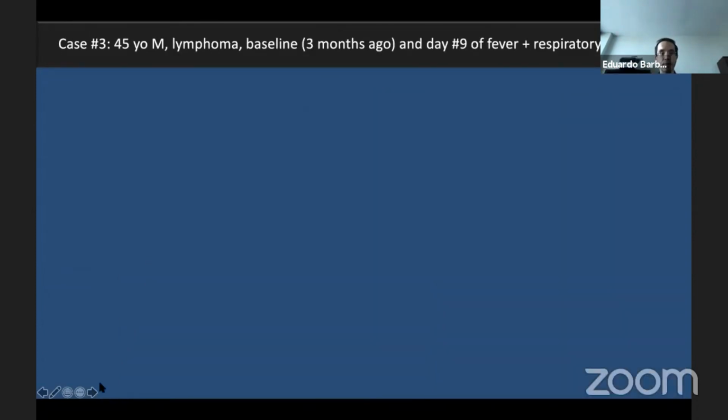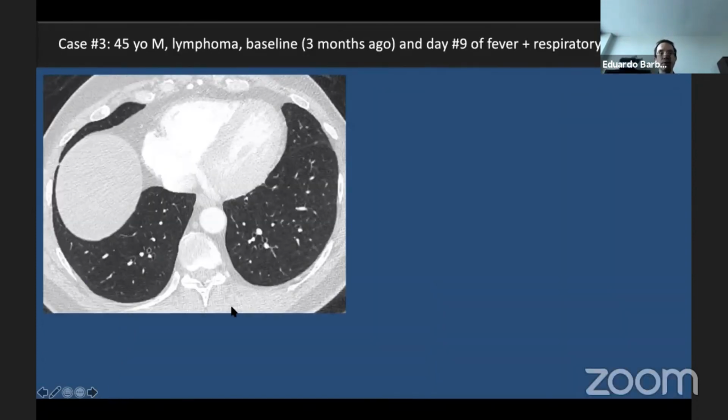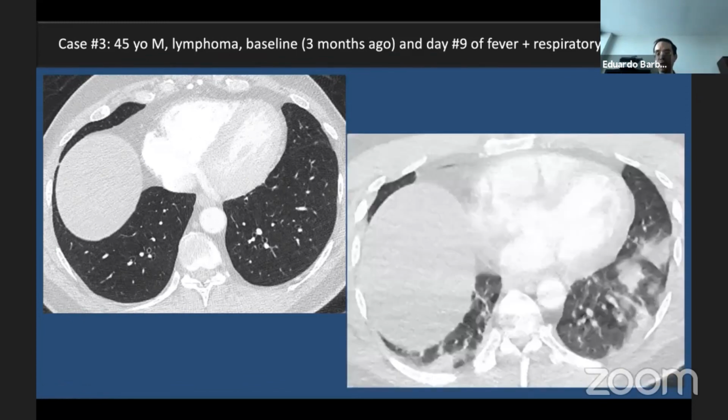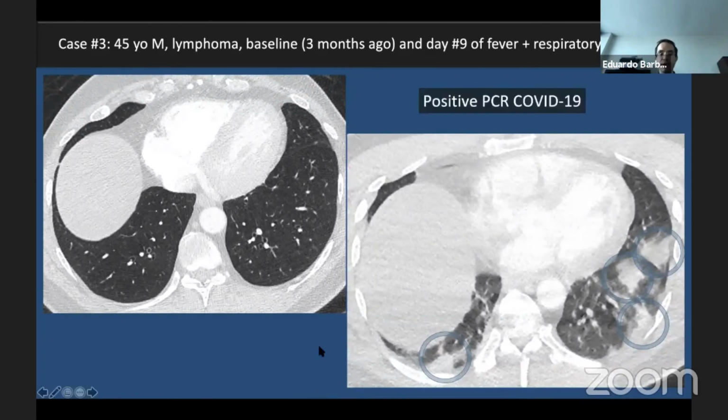There's another example of a patient who also has a predisposing condition. This patient had a lymphoma, which is a hematologic cancer. And this is a baseline scan that is essentially normal 3 months before. And then the patient comes to the hospital, on day number 9, with fever and respiratory symptoms, cough and dyspnea. You can see that at this time, there are new areas of peripheral consolidation and ground glass opacities. This patient was tested and the PCR was positive for COVID-19. So that's another manifestation of COVID-19 associated pneumonia.